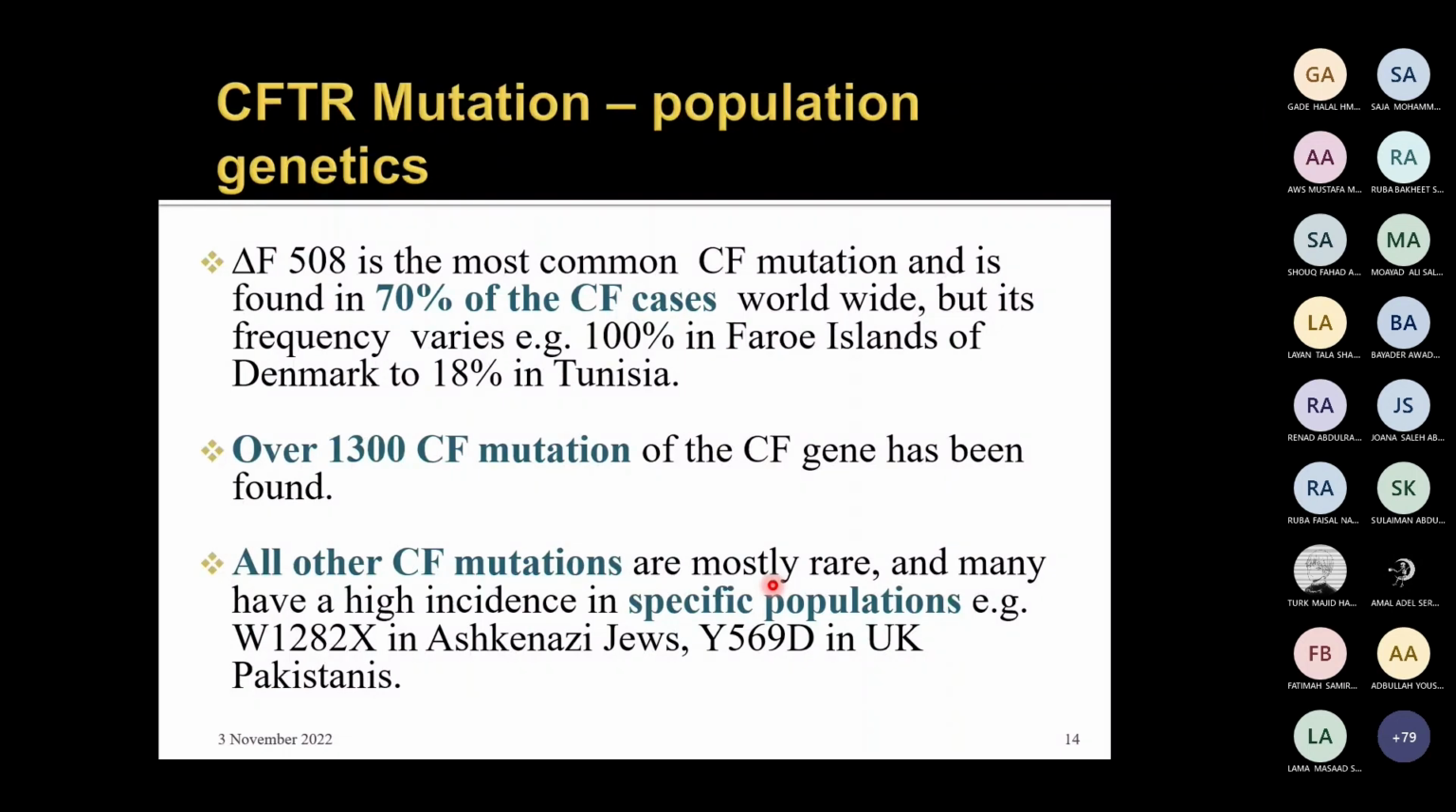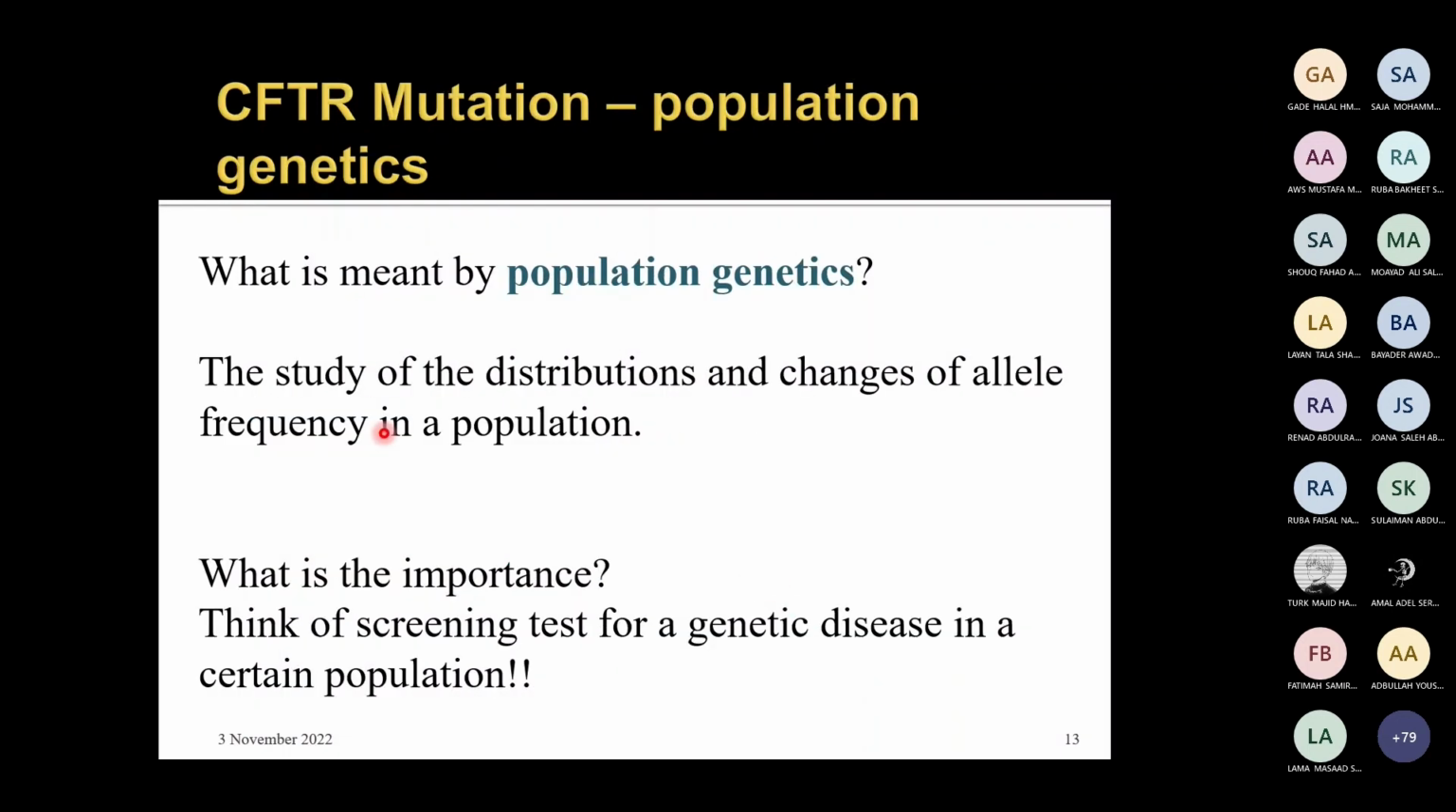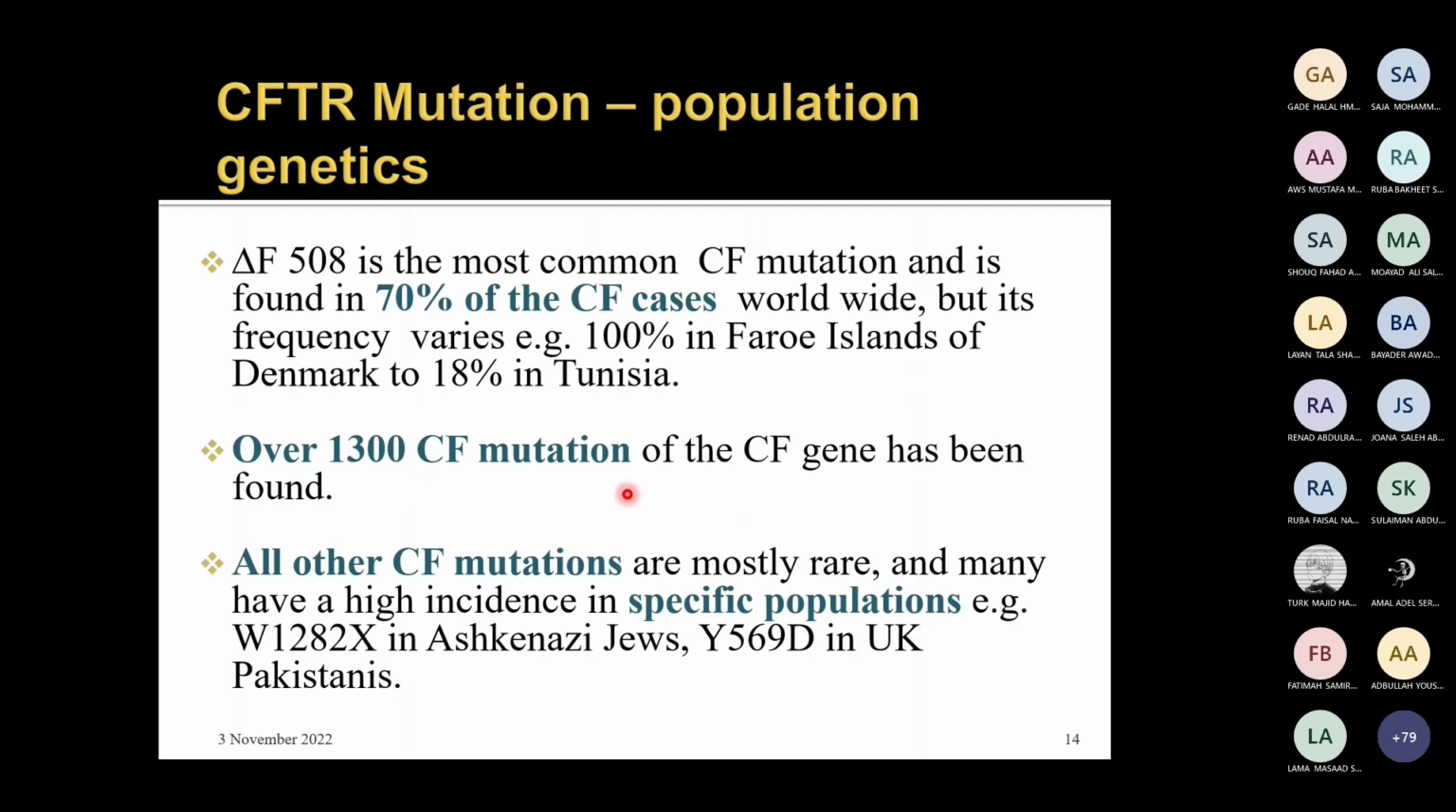So this is the meaning of population genetics. Again, population genetics means the study of the distributions and changes of allele frequency in populations. Why is this important? It's very important when we think about screening populations, and when we think about studying the origin of diseases in certain populations. It might be one disease, but it originated from different mutations in different populations. So this is a very good example for you to know.